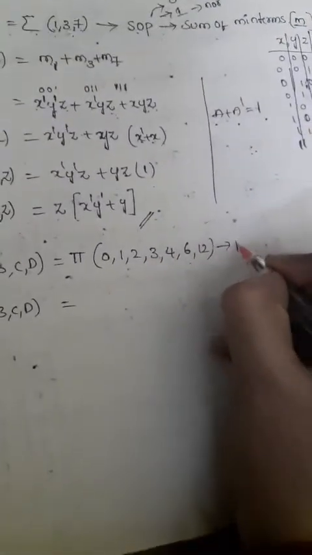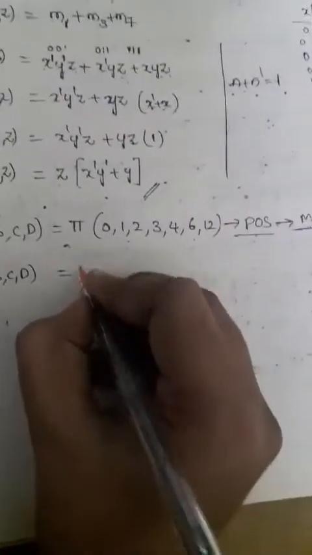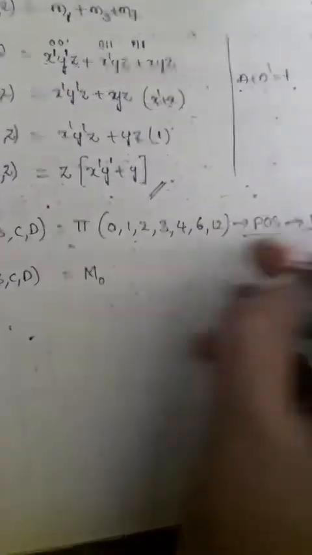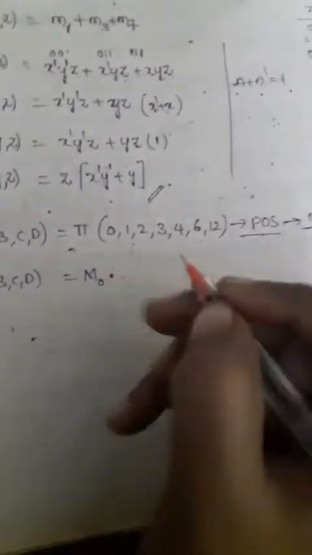This is already identified as POS. The POS symbol is nothing but we can write the expression in capital M. So M naught. So how to write the expression, product of sums? In between each term we will have the product, so you can write it.